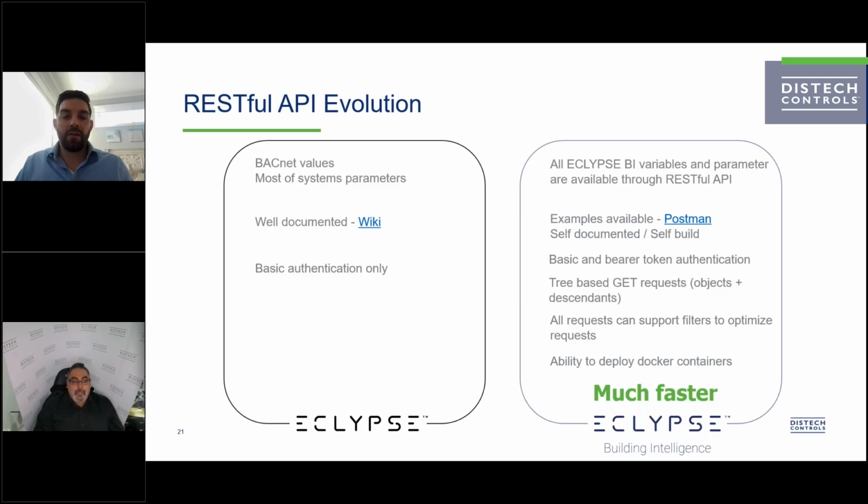It supports newer authentications. The Eclipse Designer allows you to browse the data tree and actually get those GET requests by just browsing the tree and copying the paths. Every GET request for an object, and so if you want to see all the points for a VAV box, you can just call the VAV box and it'll give you all the points. In Eclipse 1, everything had to be a little bit more defined. So it's more developer friendly in that sense as well. And also performs much faster, which is also helpful for developers.